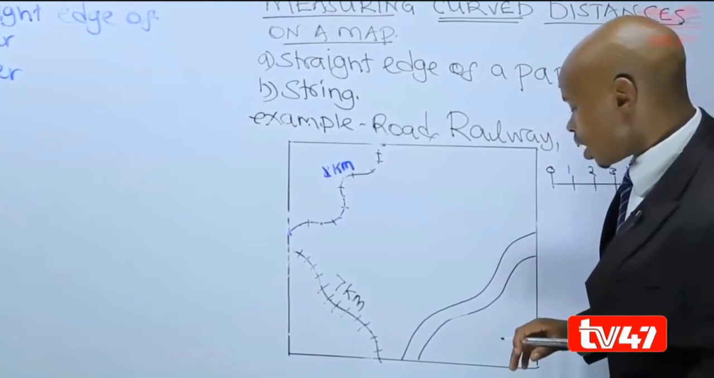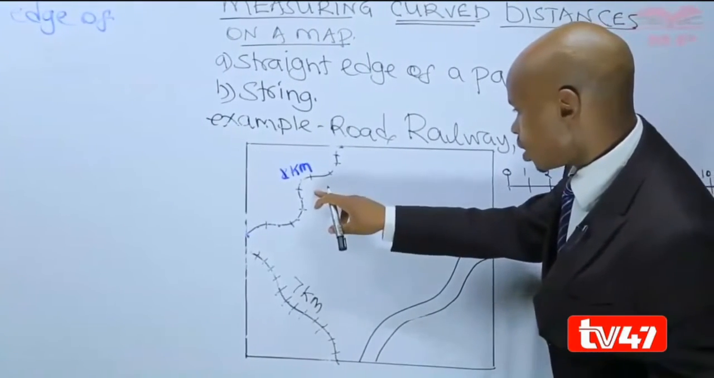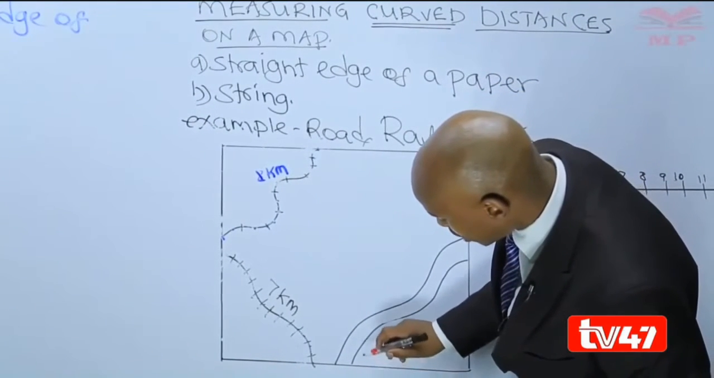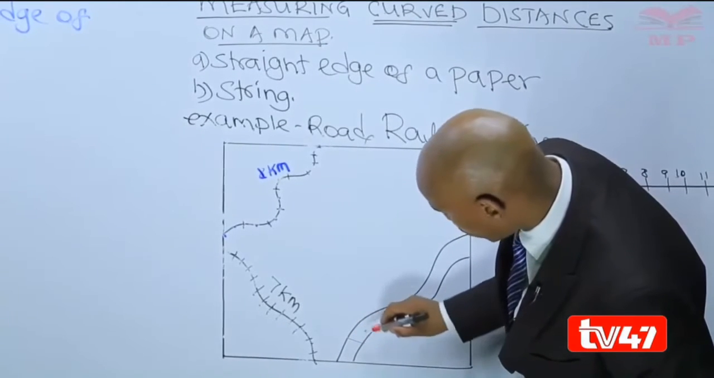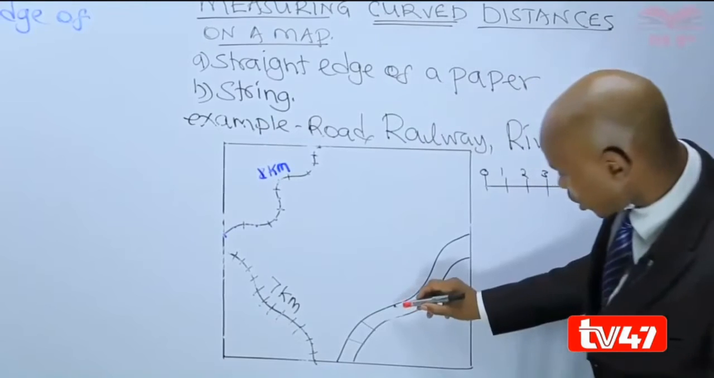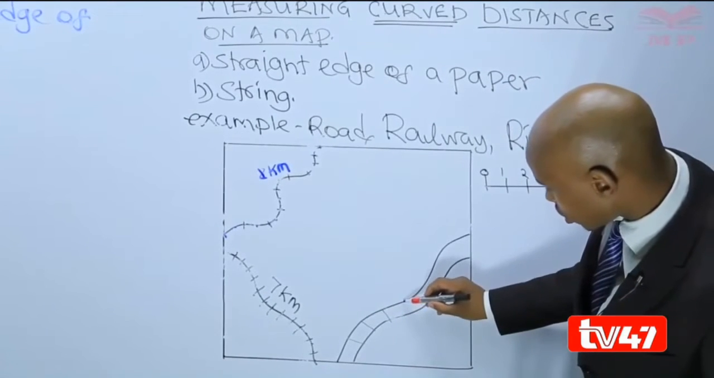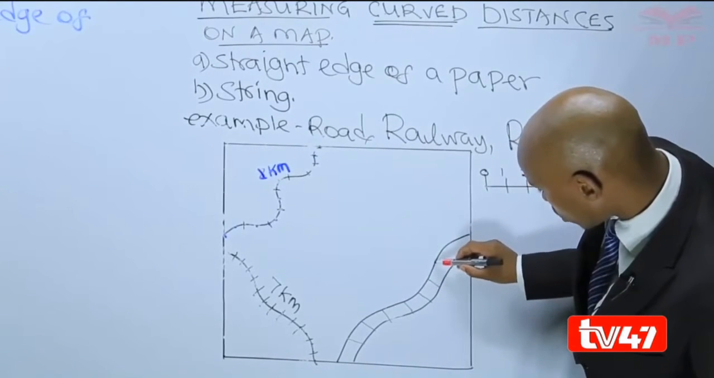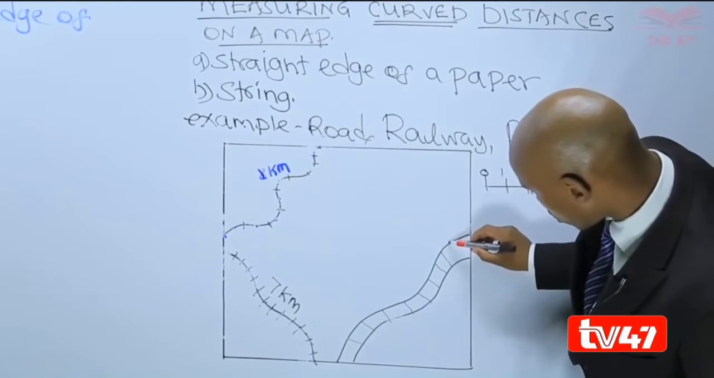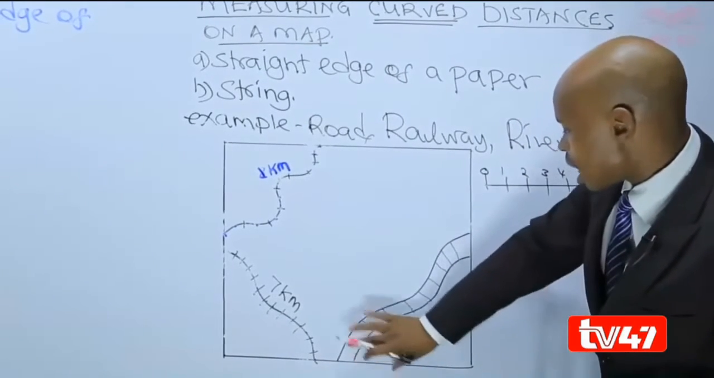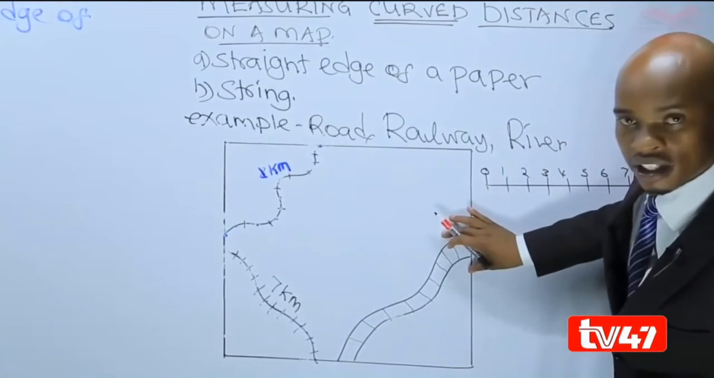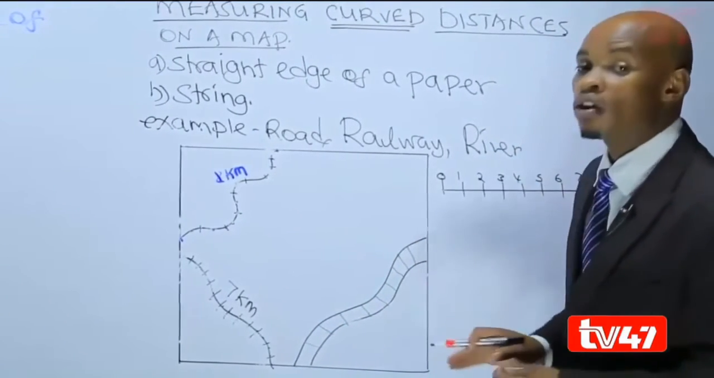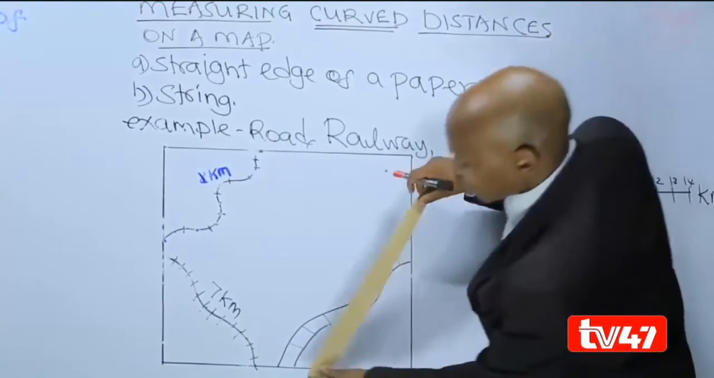And when it comes to a curved road or a curved river, it's good first of all to identify some straight parts of this curve. I can identify that part is straight. That one is also straight. Up to there is straight. As in, you divide your curved distance into small straight distances. They'll help you very much when you are measuring.